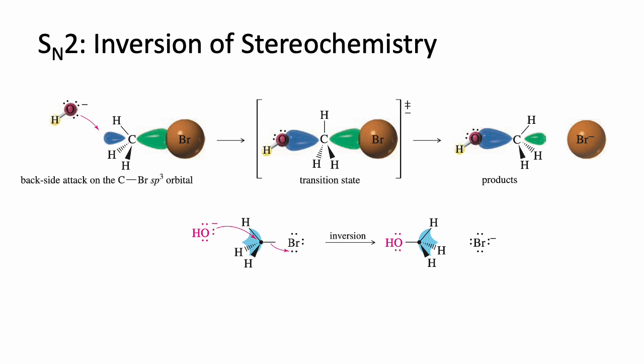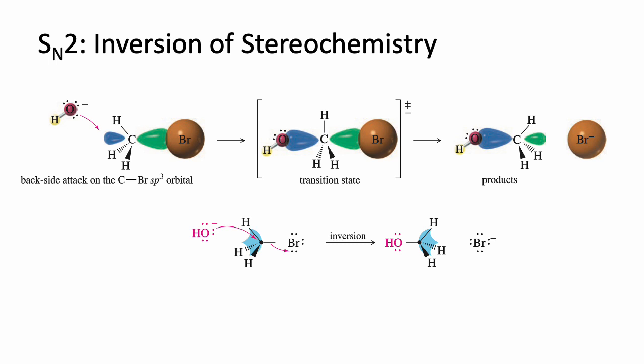So remember the difference between an SN1 and an SN2 mechanism is that an SN2 mechanism occurs all at the same time. I know it seems backwards. An SN2 has one step and an SN1 has two steps. So if we look here at the slide, this is explaining the mechanism of an SN2 mechanism where there's only one step. And so what we can see is that the nucleophile, in this case the OH minus, the hydroxide nucleophile, is approaching our alkyl halide from the backside.